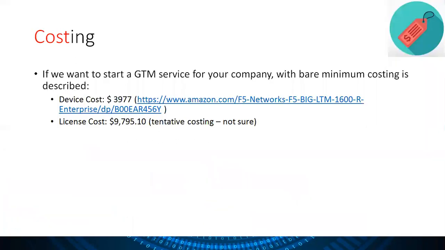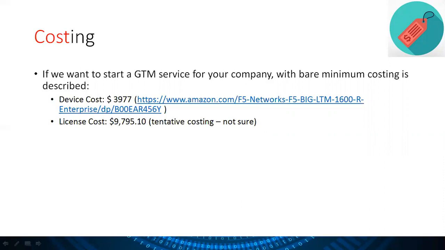Yeah, the costing method, it's a little tricky. If I go back on AWS and try to buy and set up a GTM service, a bare minimum, this is the costing which I have identified. It will change as we interact with the vendor. So this is a bare minimum setting that I can think of.